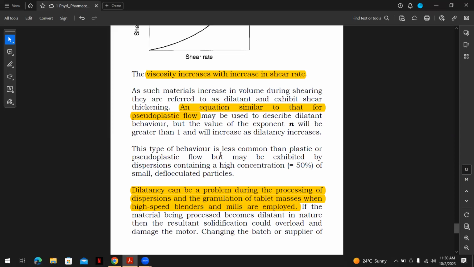But this type of behavior, dilatancy, is less common than plastic or pseudoplastic flow, but it may be seen with dispersions containing a high concentration of small deflocculated particles. We said flocculated particles are the loose aggregates, they can easily disperse. But deflocculated particles, they're so stubborn, they just stick there.